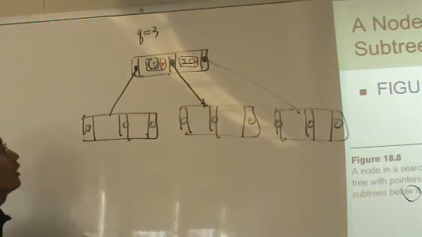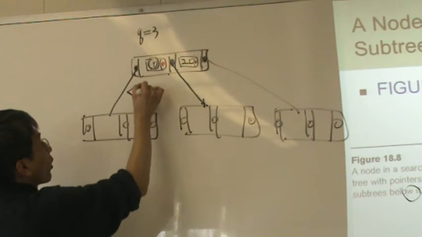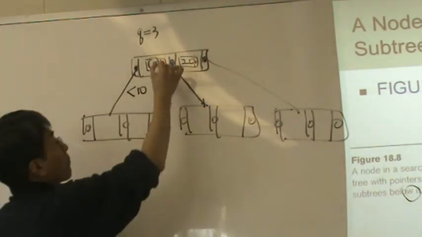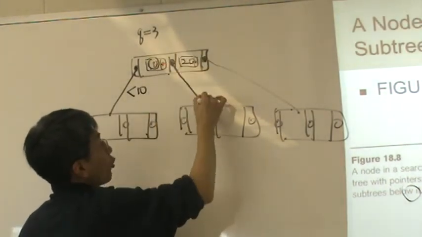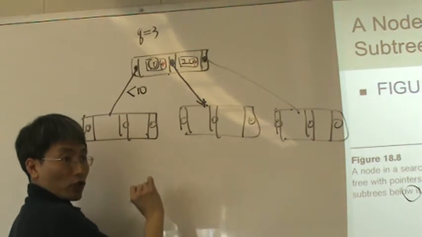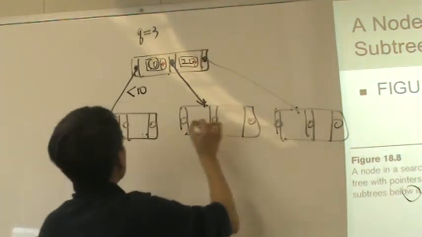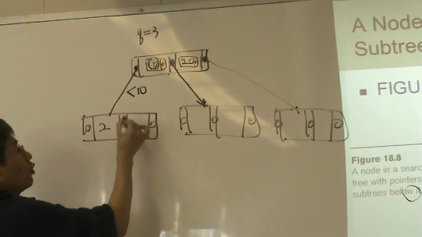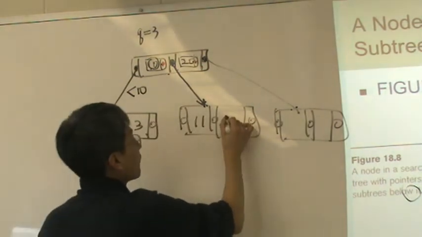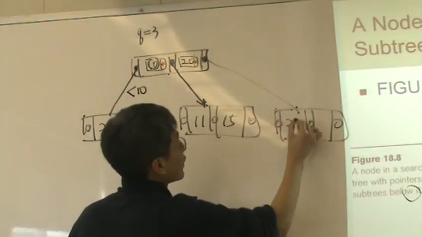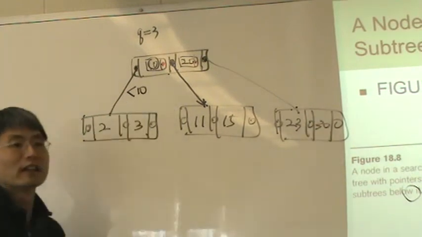What is the condition? Less than 10 goes to the first child. Bigger than 10 and less than 20 goes to the second child. Bigger than 20 goes to the third child. For example, 2, 3, 11, 15, and 23, 30, like this.